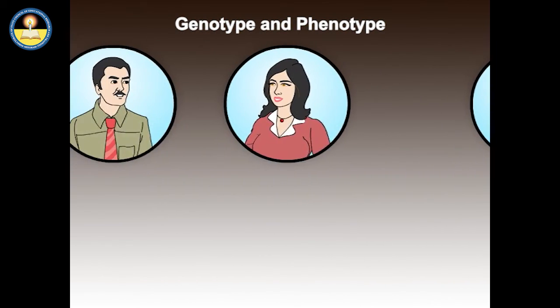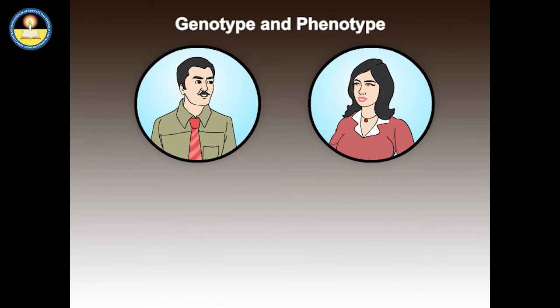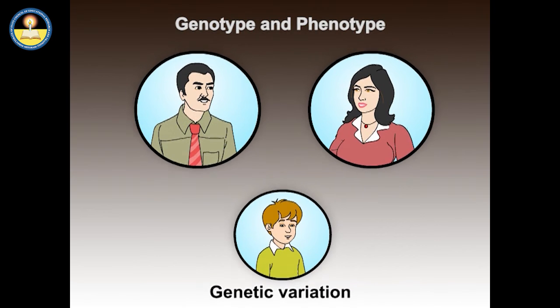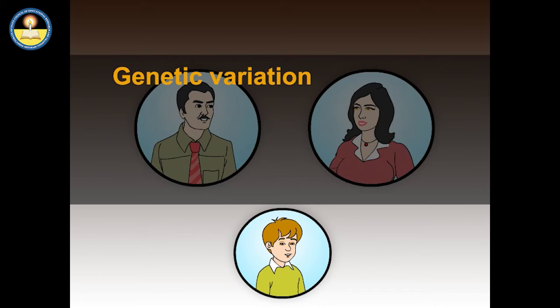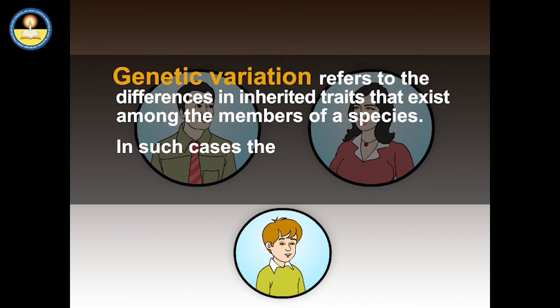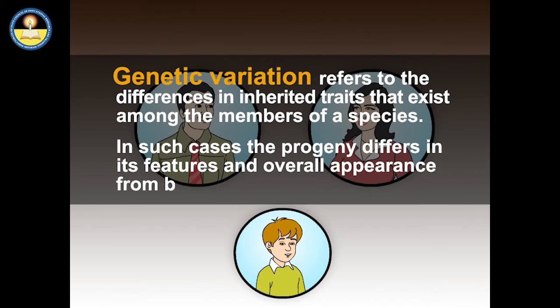Once in a while, though, this doesn't work and parents with black hair will give birth to a blonde. The phenotype is a mixed form. This discrepancy can be explained by genetic variation. Genetic variation refers to the differences in inherited traits that exist among the members of a species. In such cases, the progeny differs in its features and overall appearance from both the parents.